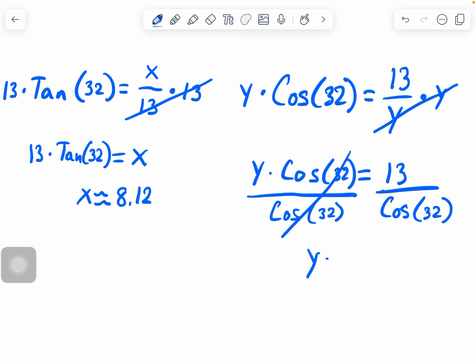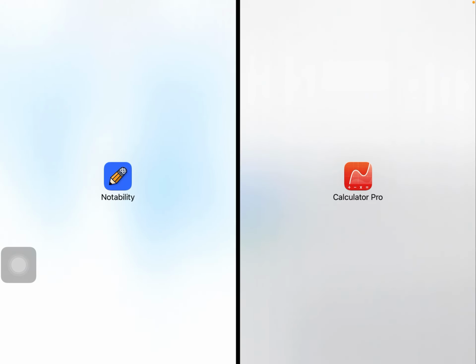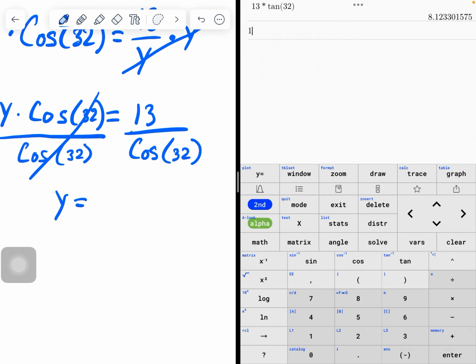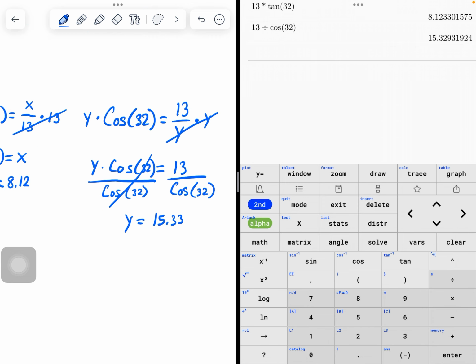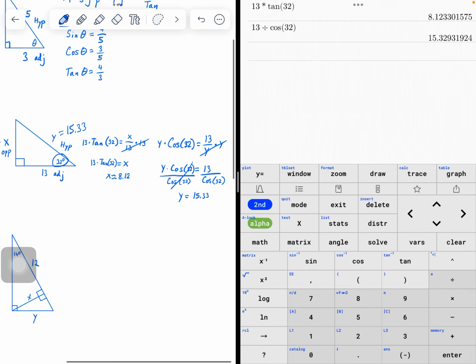Y equals, and then I'm going to type this in. You have to make sure you type it in the correct order on your calculator. 13 has to go first. So 13 divided by cosine of 32. And it comes out to be about 15.33. If I set that equal over here. 15.33 is a very reasonable answer because the hypotenuse should always be your biggest side.